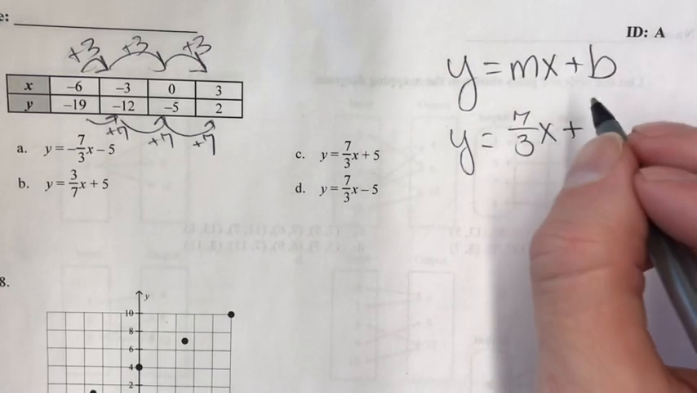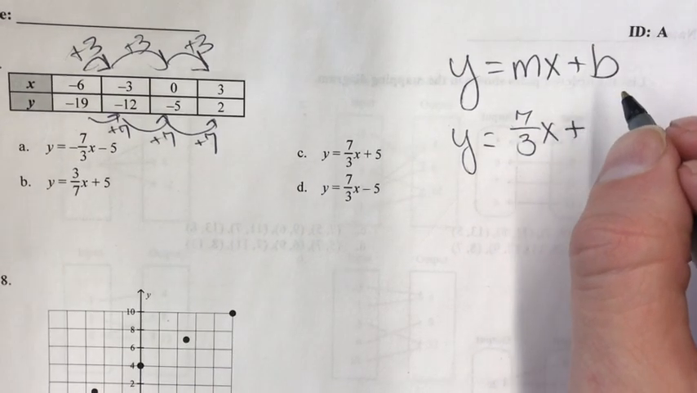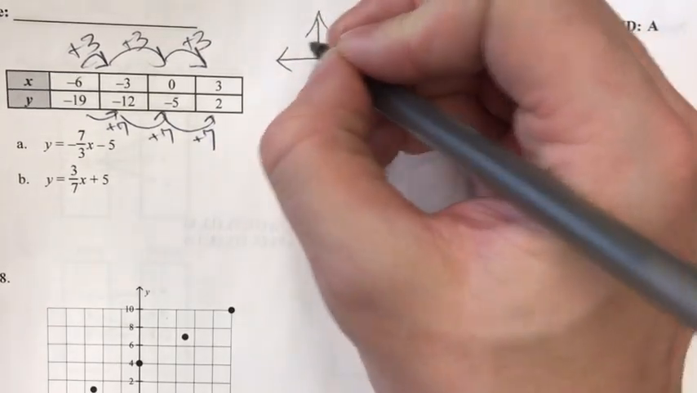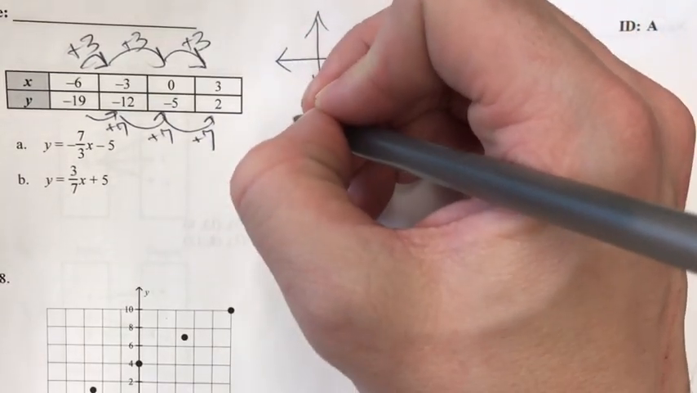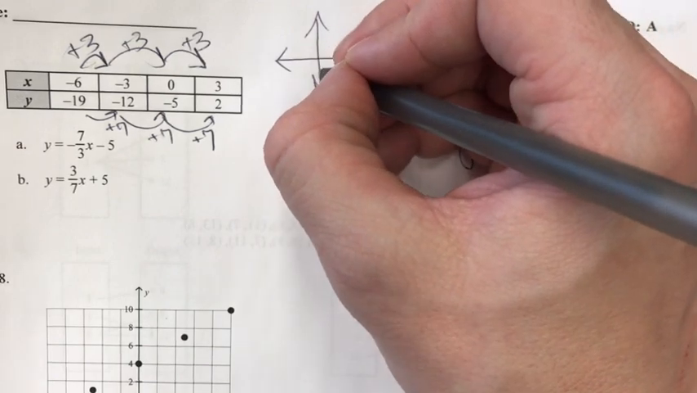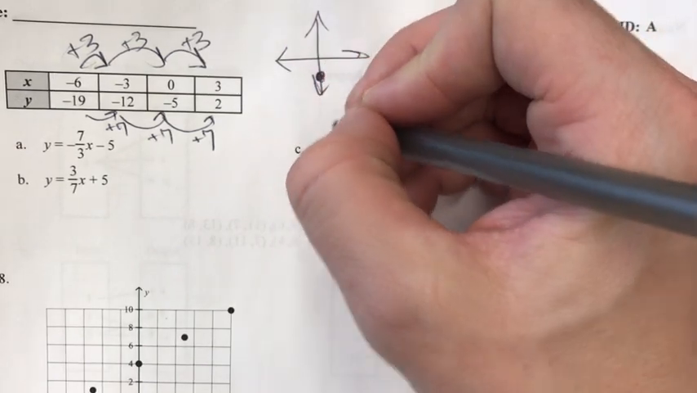My y-intercept is where my line crosses the y-axis. If I were to graph these points, I would have negative 6, negative 19, which is way down there. Negative 3, negative 12, which is way down there. 0, negative 5, which is there.